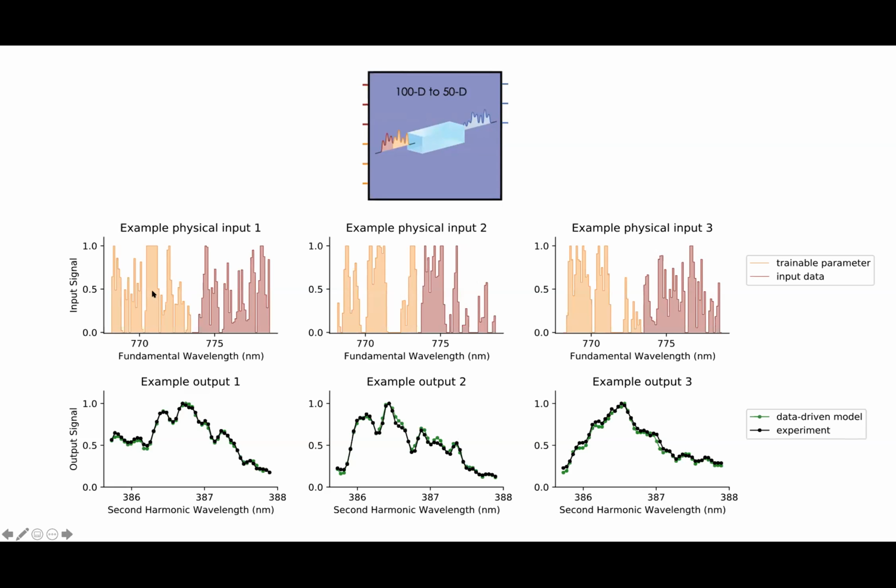And here I show three examples of the input to output map. This is the first one. You can see the orange are the trainable parameters. The red one is the input data. And here are the predictions of a data-driven model against the ground truth that is produced by the experiments.